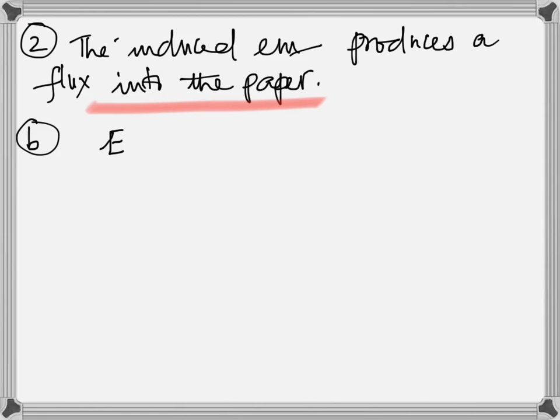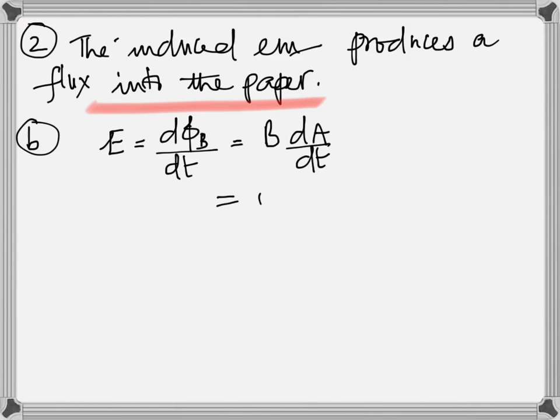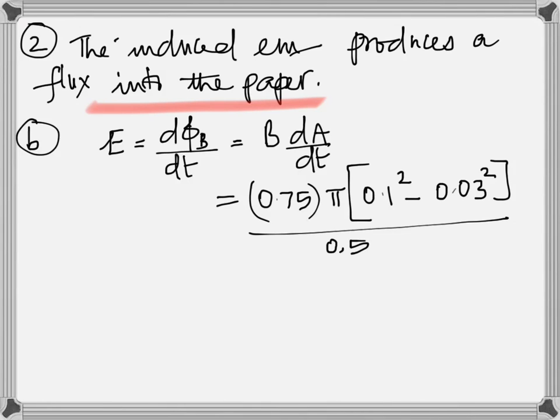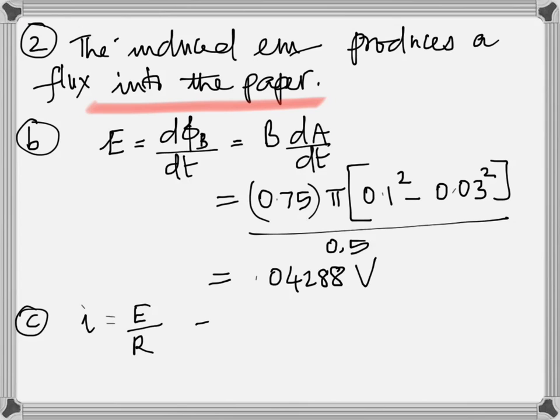And for part B, to find the average induced EMF, d phi B by dt, take the change, it's B times dA by dt, because phi is B times A. Get it as 0.04288 volt. And for C, just divide it by the resistance to get the current.